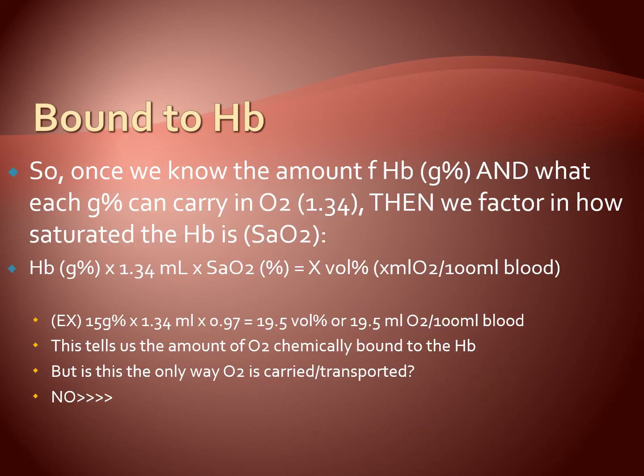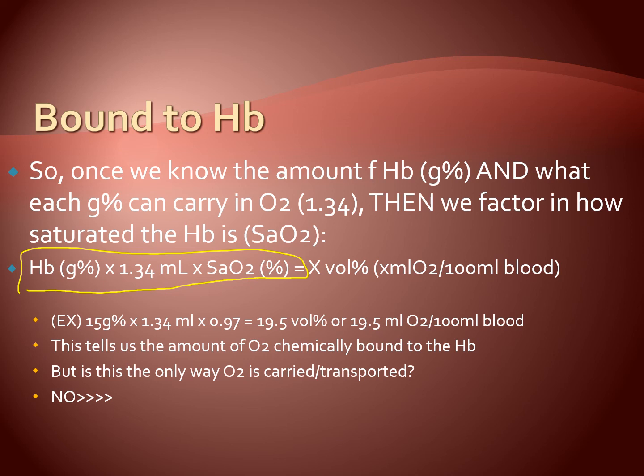So once we know the amount of hemoglobin, which we get from a blood draw, we multiply it by 1.34, then take that value times my saturation in decimal form. Here's the equation for looking at how much oxygen is on your hemoglobin. I might ask you on an exam, tell me how much oxygen is on this patient's hemoglobin. This is what you would be doing.